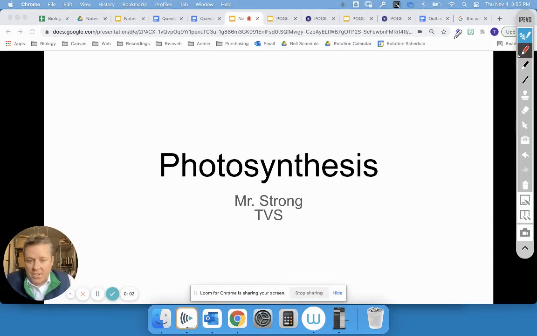Hey guys, welcome back to Unit 4 on energy conversions. Today we're talking about photosynthesis. We just finished talking about energy conversions and trying to connect photosynthesis and cell respiration. And so this is a little bit more details on photosynthesis itself.